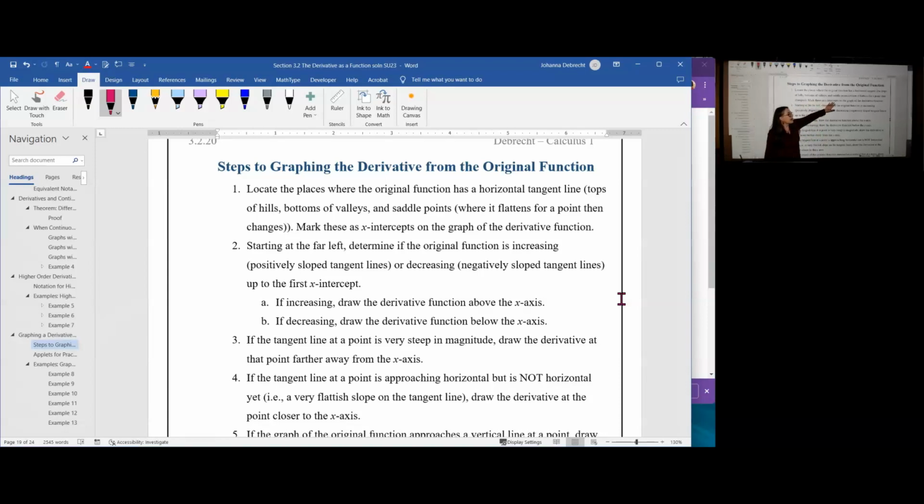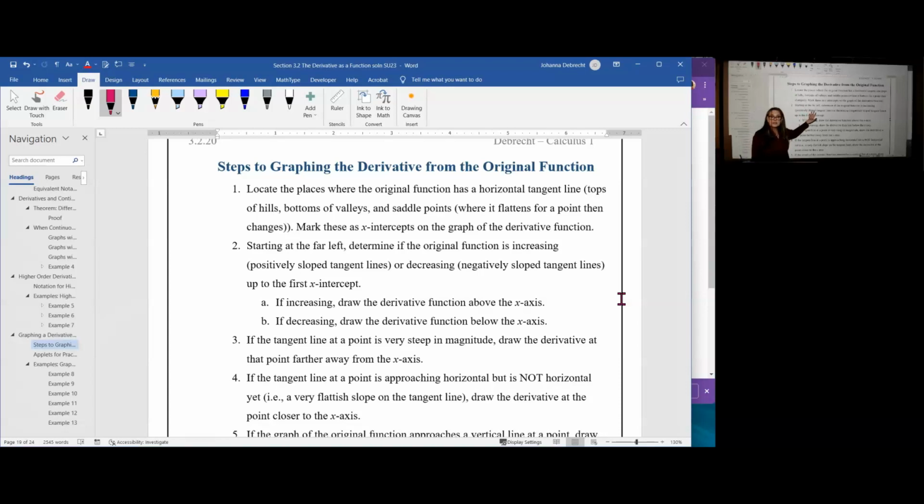Mark these as x-intercepts on the graph of the derivative function. That's where we start by getting all of the x-intercepts on the derivative. Then we start at the left side of the graph and work our way to the right. Starting at the end behavior, we look at the graph between there and the first x-intercept on the derivative. Is the original function increasing or decreasing?